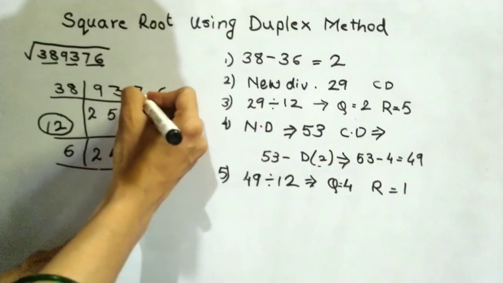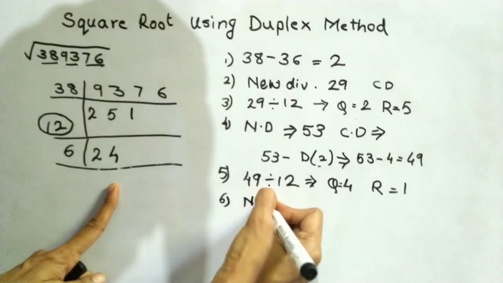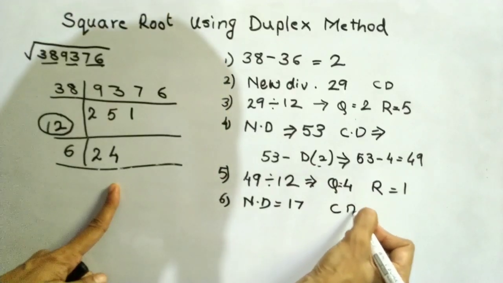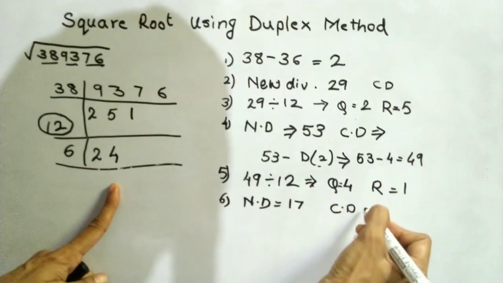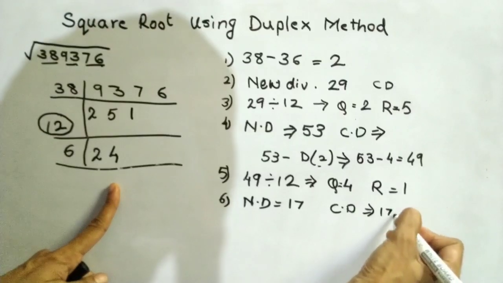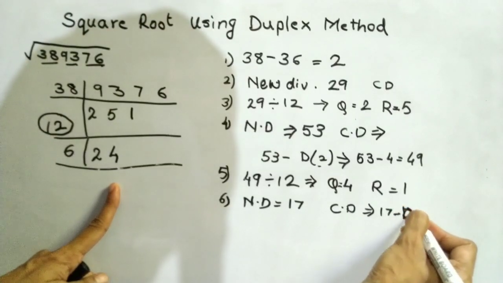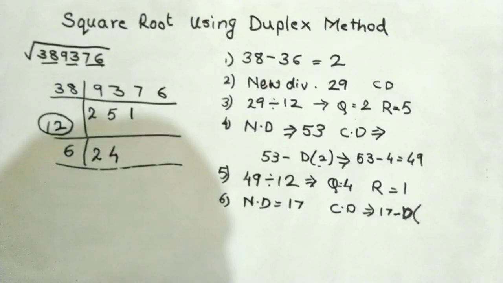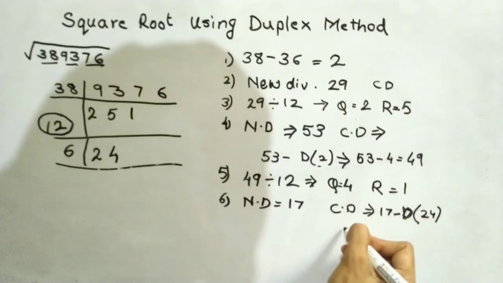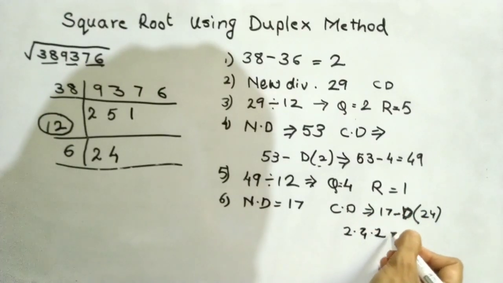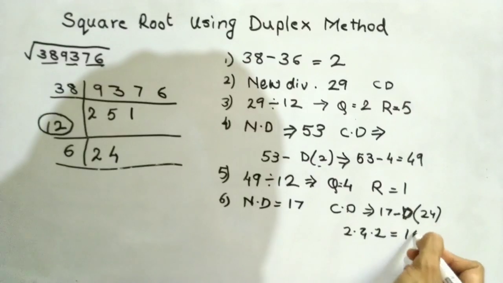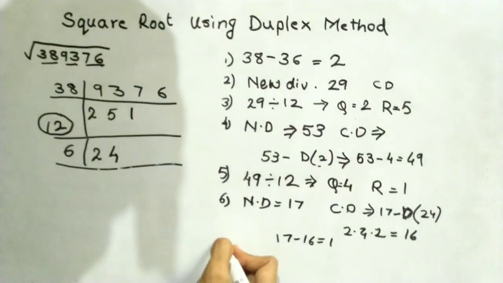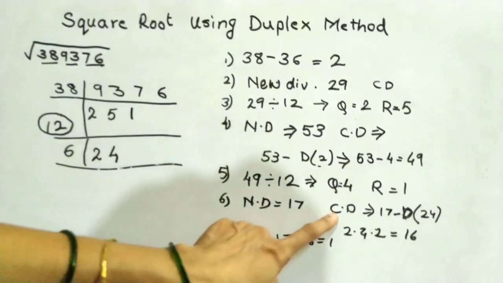So now the remainder we have written here, so the new dividend has become 17. And then we need a corrected dividend. For the corrected dividend we need 17 minus the duplex of this 24. Now the duplex of 24, a 2-digit number, is 2 into 4 into 2. So we have 4 2s are 8, 2 8s are 16. So 17 minus 16 is 1. So your corrected dividend is 1.